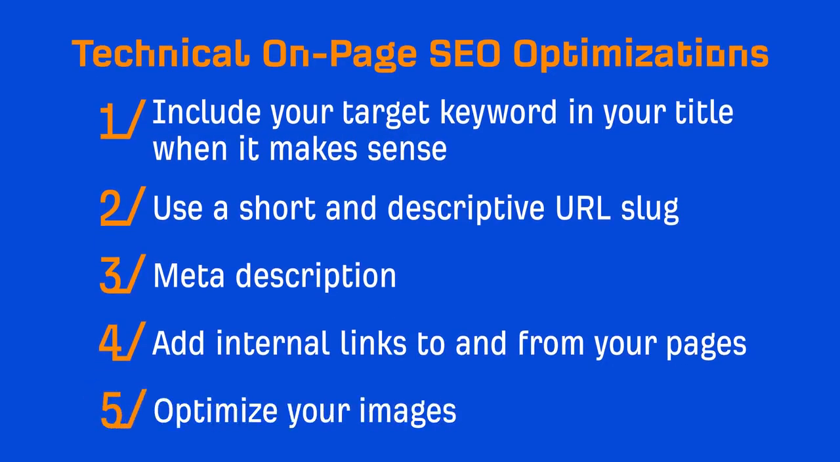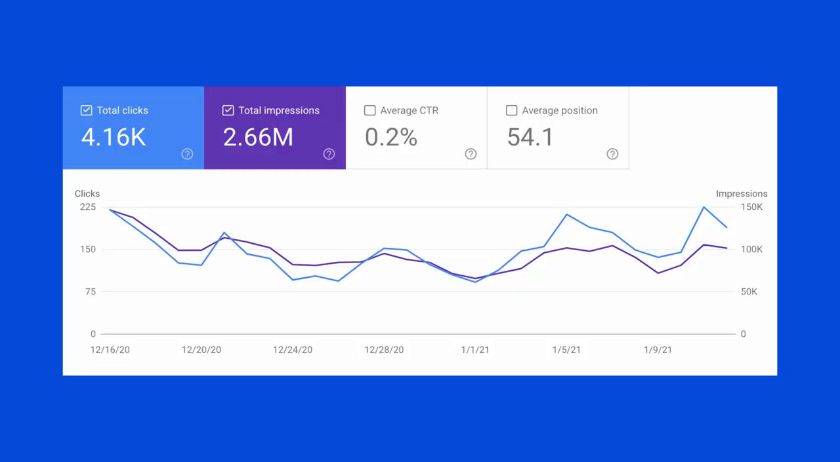Alright, next up is to optimize your images. In the last 28 days, we've had over 4,000 visits to our blog from Google image search. While that pales in comparison to our 500,000 monthly organic blog visits, it's still 4,000 visits. Now, optimizing your images for SEO is threefold.